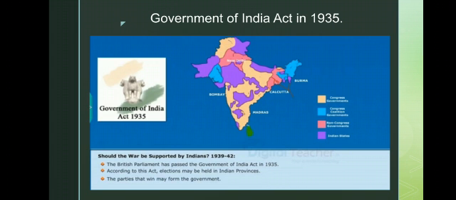Observe the map. It has different color schemes. The British Parliament passed the Government of India Act in 1935. According to this, provinces, meaning states, could hold elections and winning parties could form governments. However, the right to vote was given to a small section of the population, only about 12% for provincial assemblies and only about 1% for the central assembly.